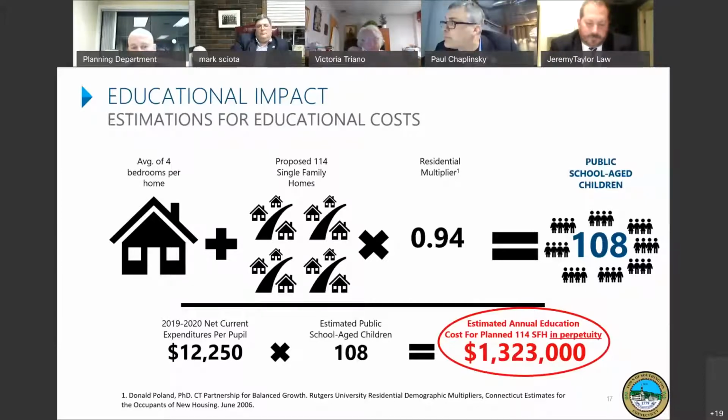Now, taking the 2019-2020 net current expenditures per pupil, that's literally the amount of money that the local tax base has to spend educating each child in the public school system, of $12,250 times the 108 estimated public school children, we can estimate that the annual education cost for this potential development would be about $1.3 million annually in perpetuity. Obviously, that's a number that keeps happening every year, and in fact could grow.